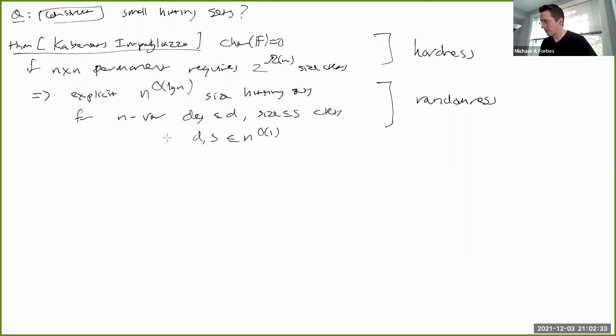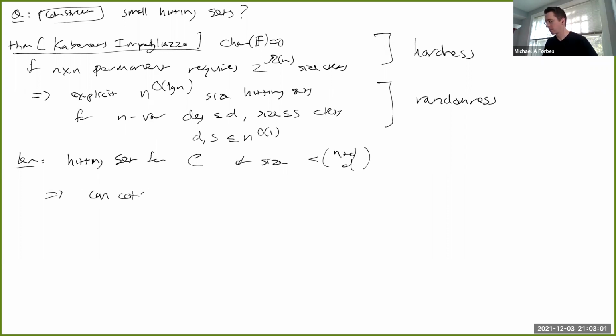And in some sense, there are converses to this result to some extent, which is that if you suppose that you have a hitting set for some class curly C of size strictly less than n plus d choose d. So why n plus d choose d? Because that's the dimensionality of a polynomial of n variables in total degree at most d. So if you save just one point on a hitting set, then you can construct some polynomial f not in C.